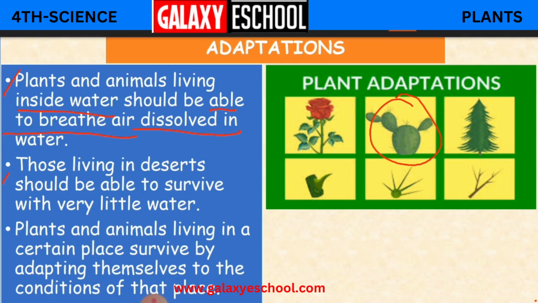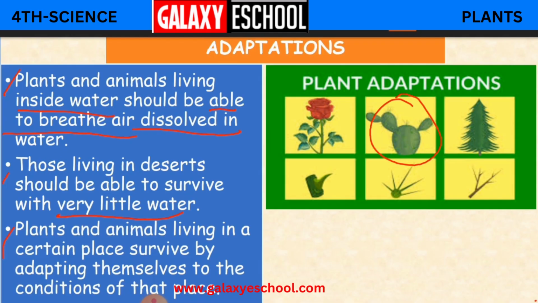How? Whatever water they get, they store in their stems. Like that, they are able to live there with very little water. And they are making themselves comfortable with that hot desert climate. Clear, children? And the third one is plants and animals living in a certain place survive by adapting themselves to the conditions of that place.